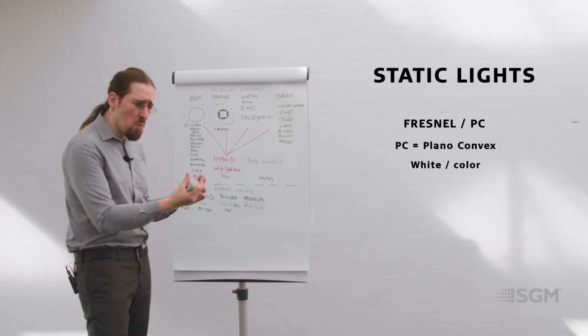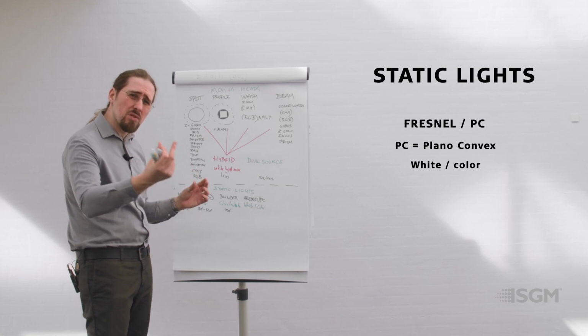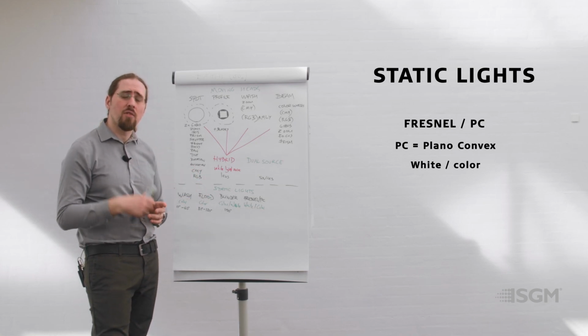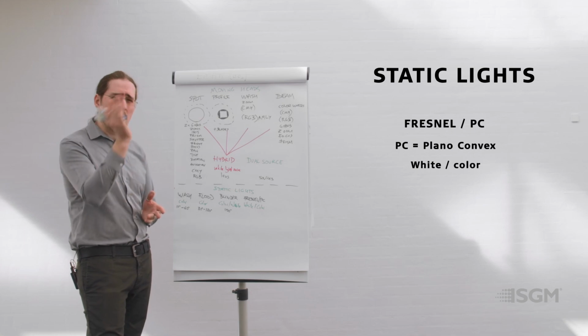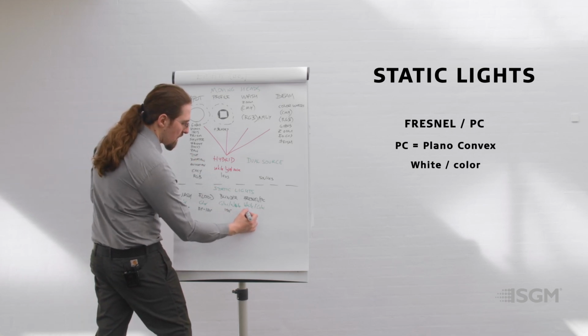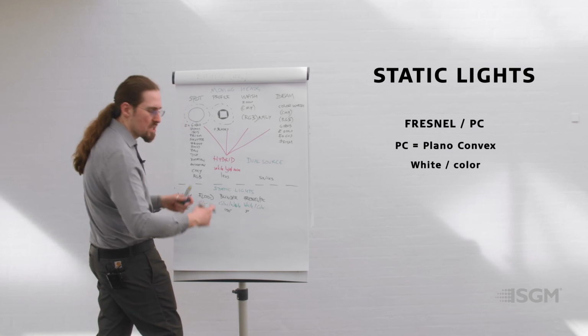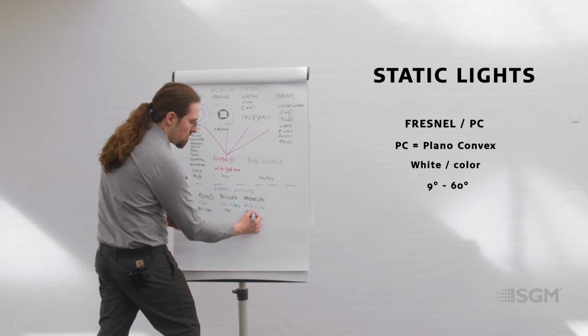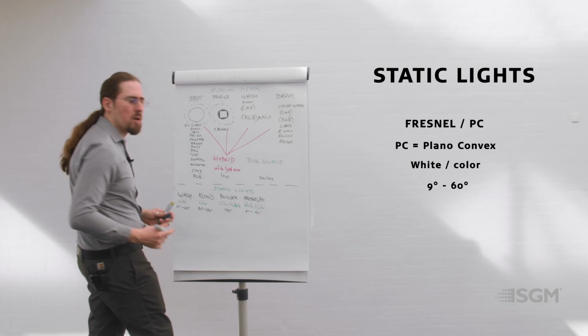And when you're talking about Fresnels, then definitely you're talking about some kind of a zoom, which is basically moving the light source in and out, towards the front lens or far away from the front lens. So it's normal to see something between 9 degrees, sometimes 6 degrees, to 60 degrees. That's quite common in a Fresnel, right?